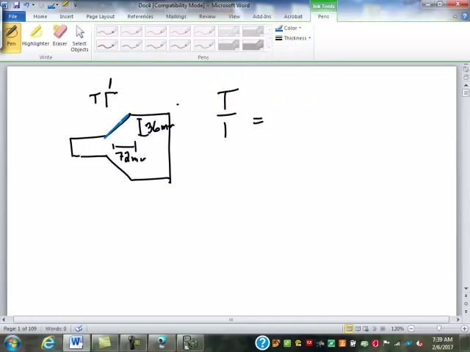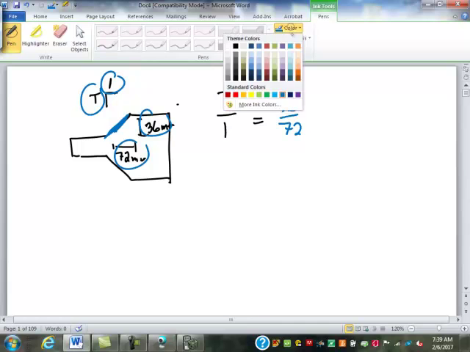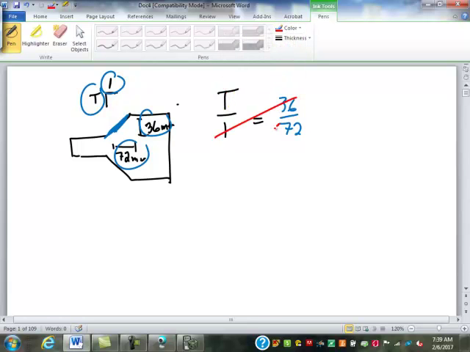It's describing this surface here, so we have to use dimensions of that surface. So T is vertical. The vertical dimension there is 36. 1 is horizontal. The horizontal dimension there is 72. So it lines up like that. Always vertical to vertical, horizontal to horizontal. And then if we cross multiply and divide, 1 times 36 divided by 72, T is 0.5 or 1/2. Any questions?